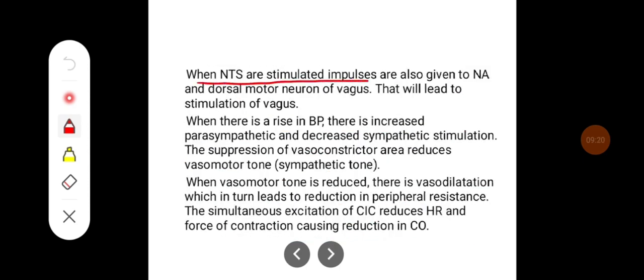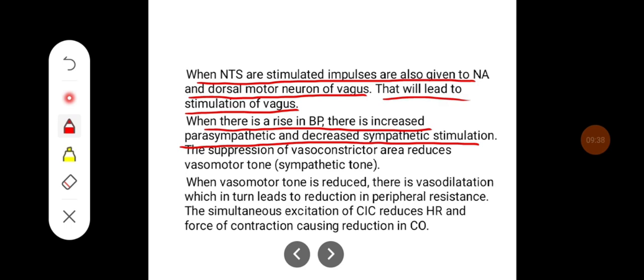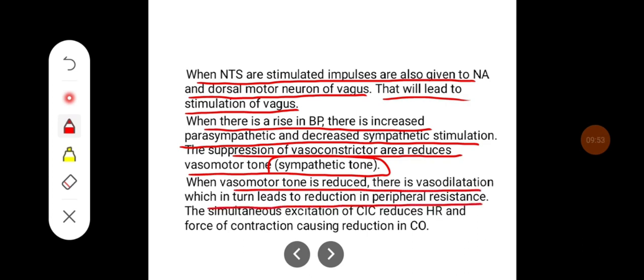When NTS is stimulated, the impulses are also given to nucleus ambiguus and dorsal motor nucleus of vagus. So that will lead to stimulation of vagus. When there is rise in BP, there is increased parasympathetic and decreased sympathetic stimulation. The suppression of the vasoconstrictor area reduces the vasomotor tone, that is sympathetic tone. When vasomotor tone is reduced, there is vasodilatation, which in turn leads to reduction in peripheral resistance. The simultaneous excitation of the cardiac inhibitory center reduces heart rate and force of contraction, causing reduction in the cardiac output and blood pressure.